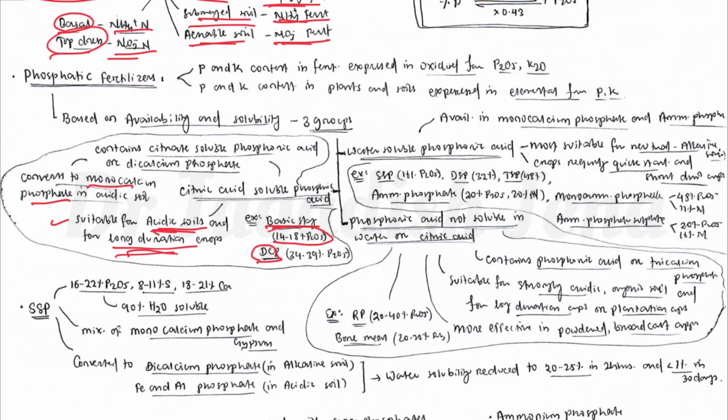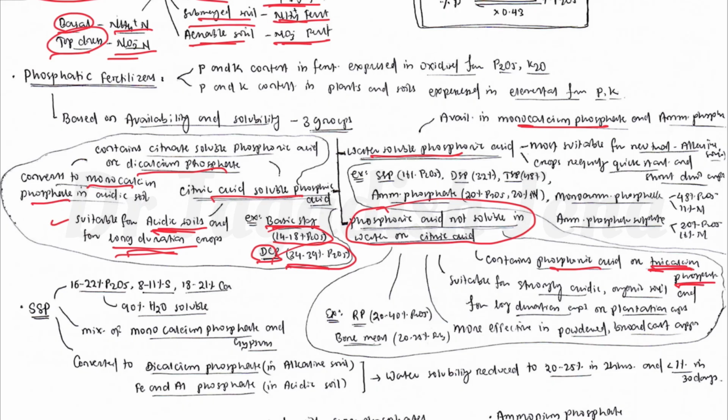Then dicalcium phosphate contains 34 to 39% P2O5. Our last group is phosphoric acid that is not soluble in both water and citric acid. Basically it contains phosphoric acid in the form of tricalcium phosphate. Water soluble phosphoric acid contains monocalcium phosphate, citric acid soluble phosphoric acid contains dicalcium phosphate, and phosphoric acid that is not soluble in citric acid as well as water contains tricalcium phosphate.